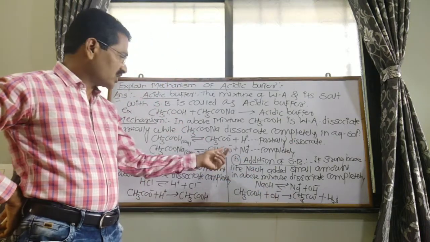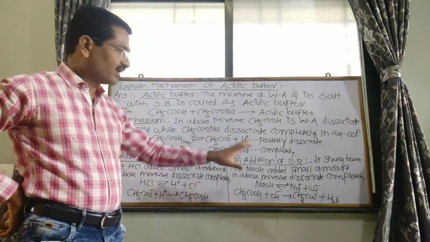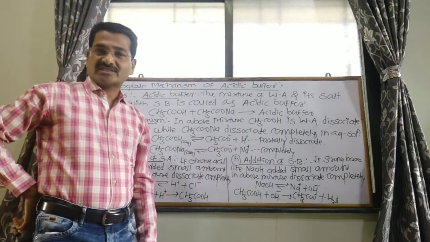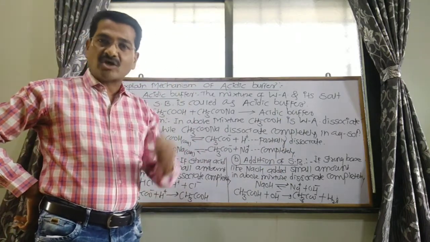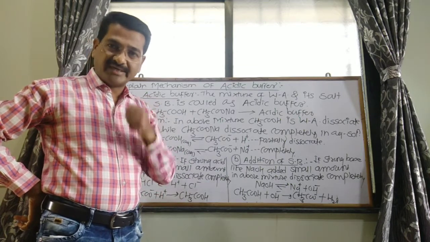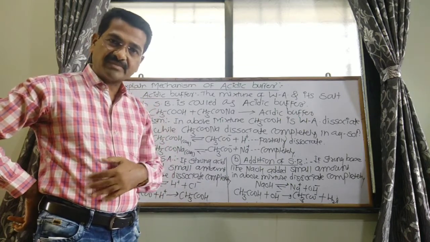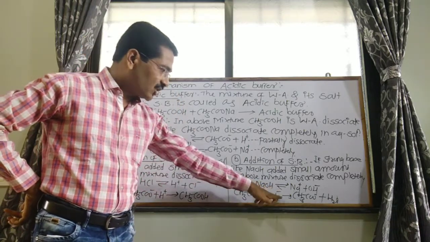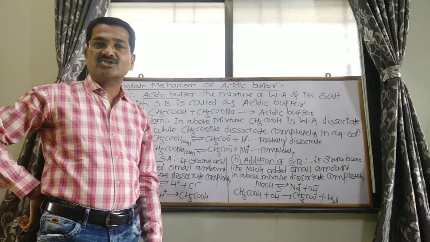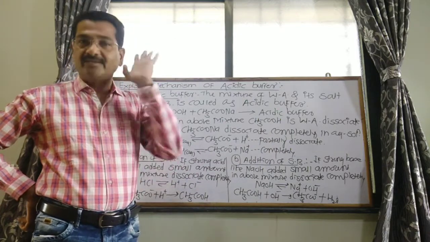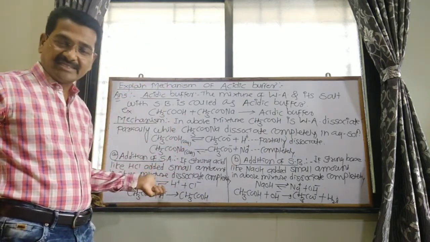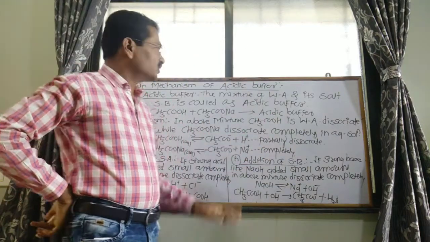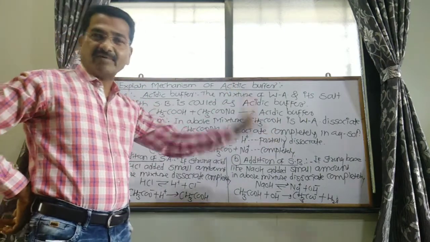That acetate ions are already present in this solution. Therefore, its pH cannot be changed. pH remains constant. The resistance of pH of solution to change by addition of small amount of strong base is called as reverse acidity. Here, the reverse acidity point can be obtained. So this is the mechanism of acidic buffer.